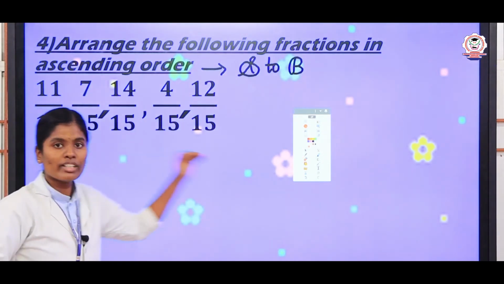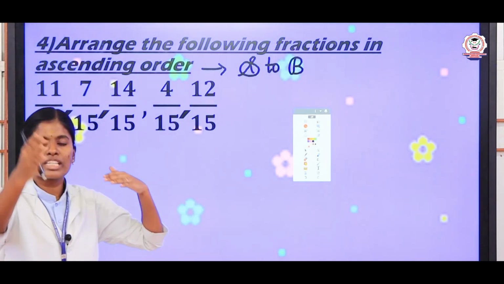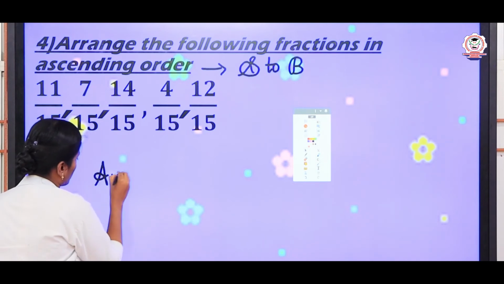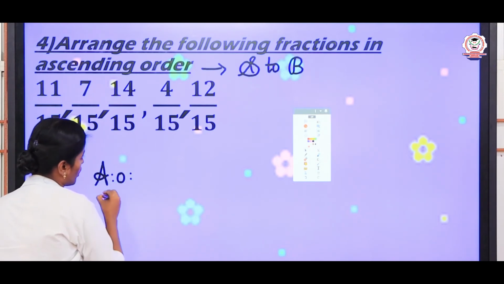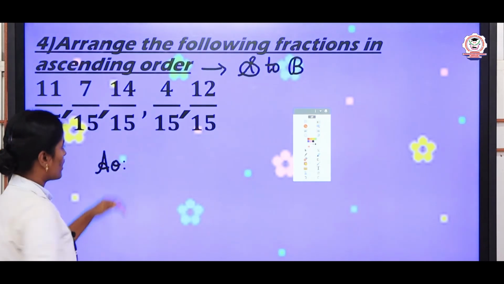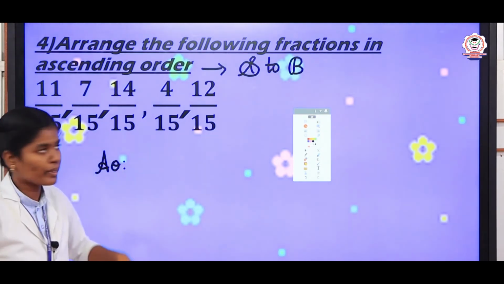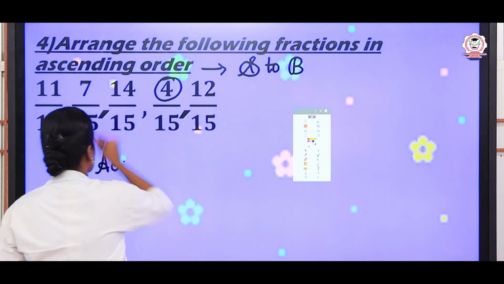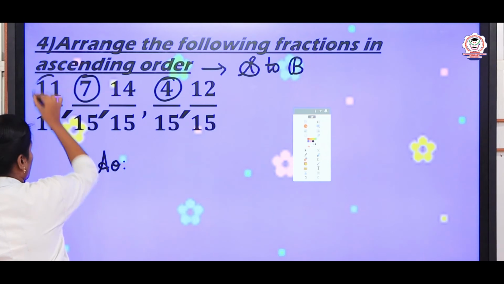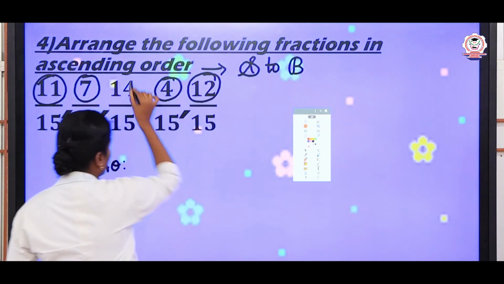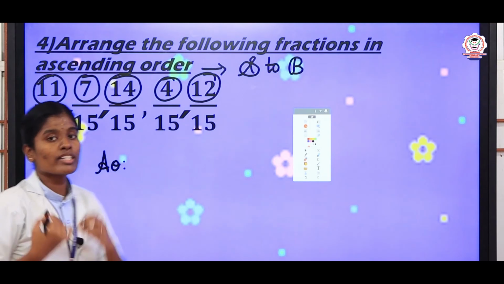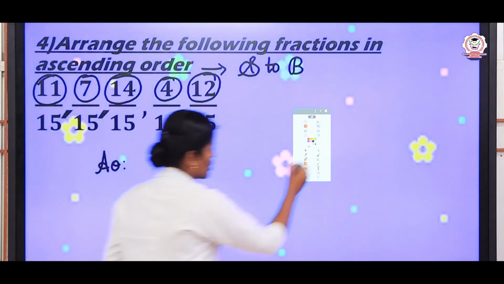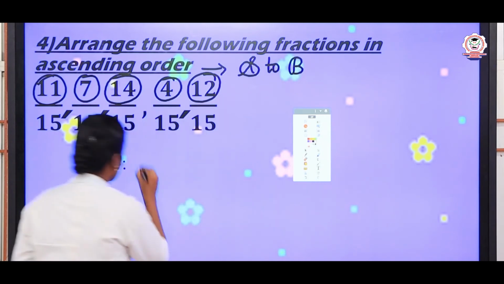Here we have all the denominators the same. Now we are going to see the numerator values. Write the ascending order. So ascending order means small to big. See the numerator values. We have 4, then 7, then 11, then 12, then 14. Okay. So what is the first smaller number we have? Yes, we have 4 by 15. So write here 4 by 15.